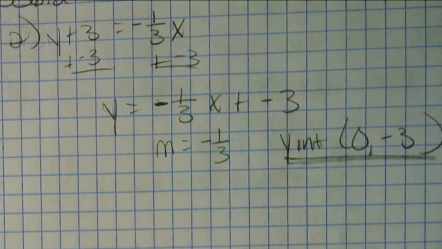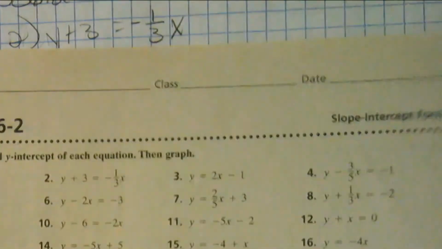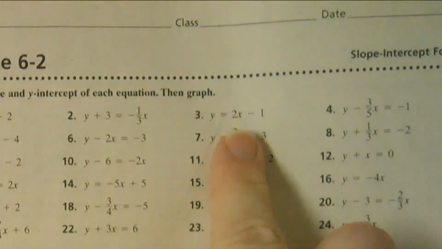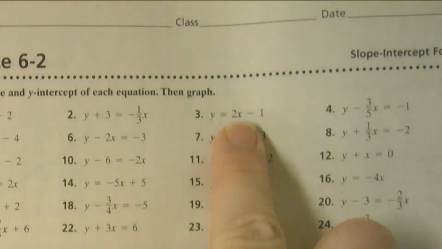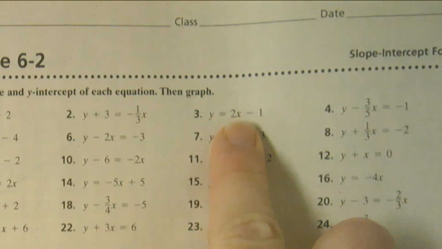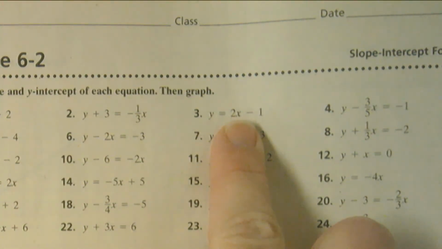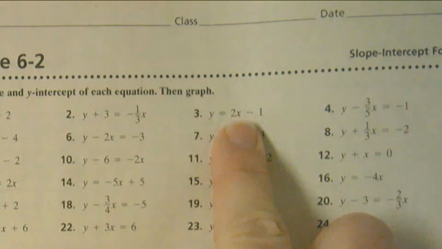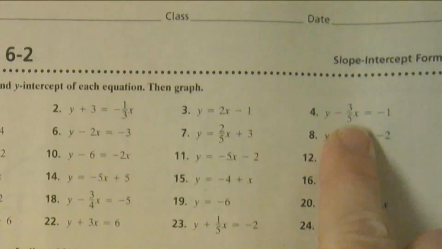All right, how about number 3? What's my slope and what's my y-intercept? Jacob? Negative 1. Excellent. Number 4. What's my slope and what's my y-intercept?